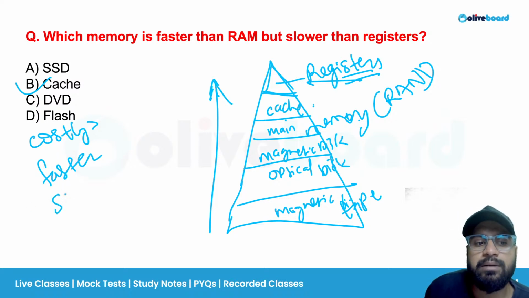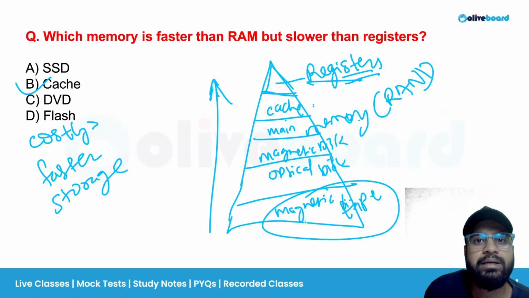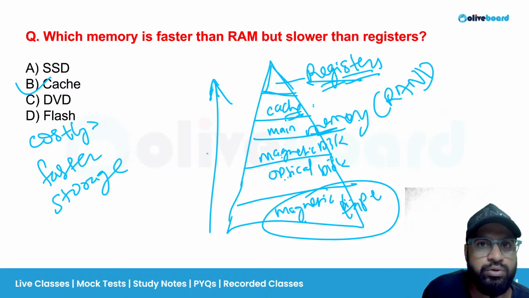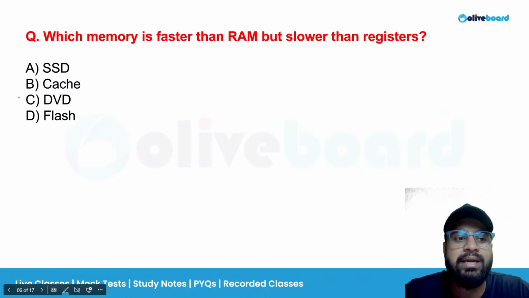And if we talk about the storage capacity, we will have more in magnetic tape compared to the optical disc and magnetic disc here. Main memory will have less storage, cache also has less storage, and registers have the least storage here. So I already explained all of this. The correct answer is cache here.